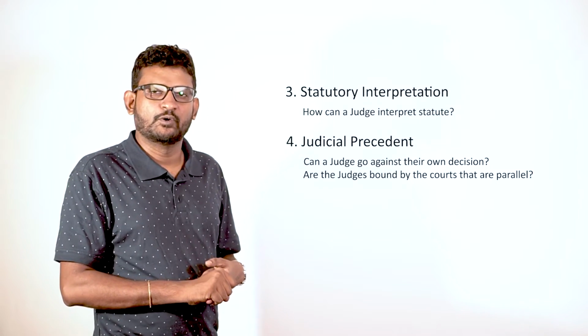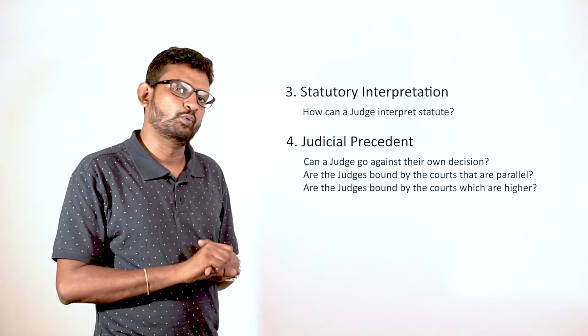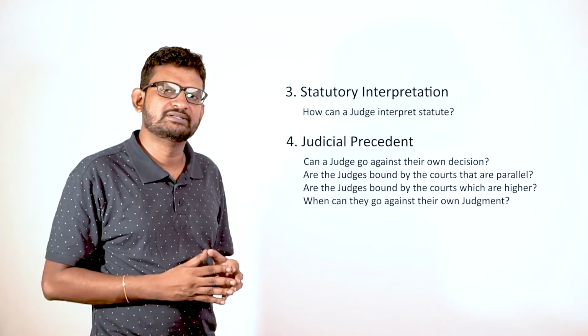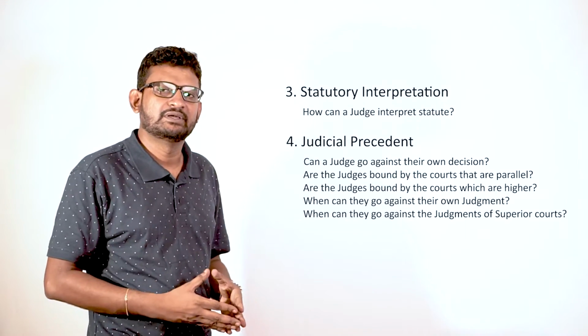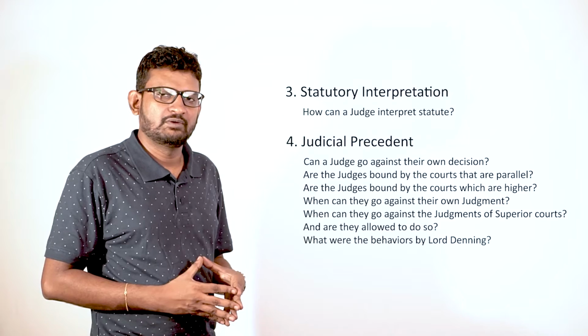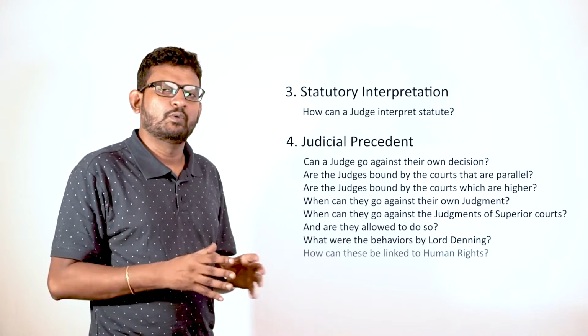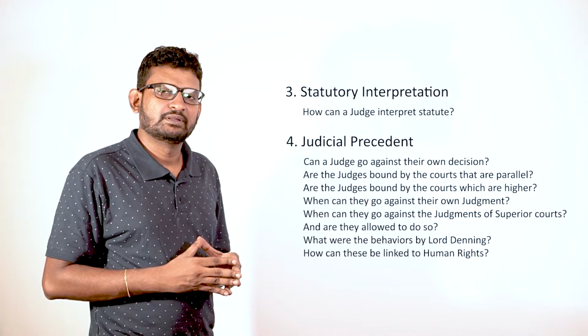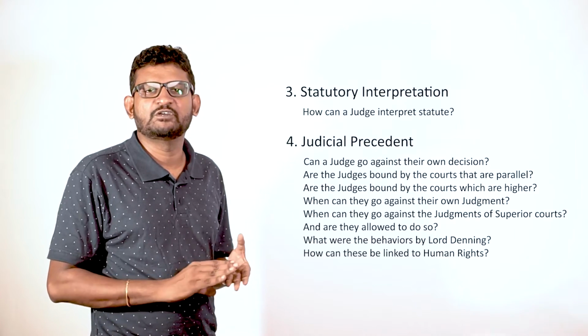Are they bound by courts which are parallel? Are they bound by courts which are higher? When can they go against their own judgments? When can they go against the judgments of courts which are superior? Is that allowed? What were some of the behaviors by Lord Denning? How can this all be linked to human rights? Especially after the Human Rights Act.